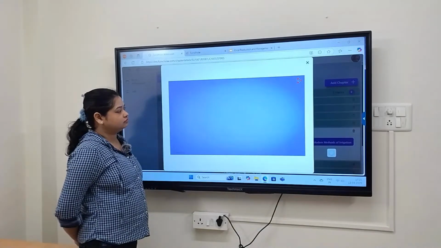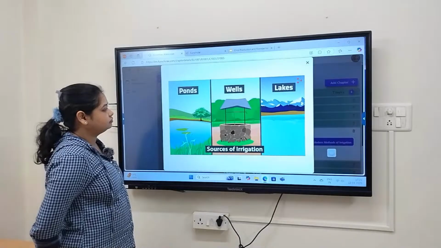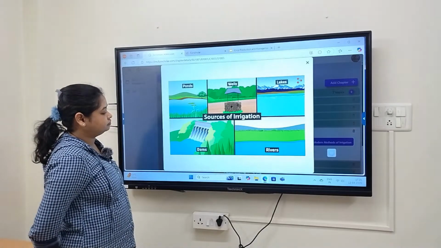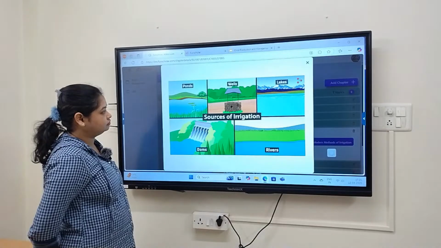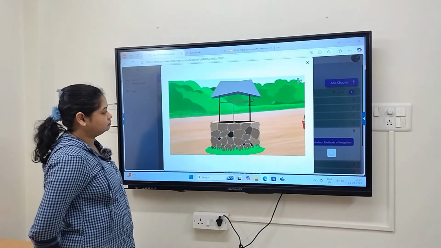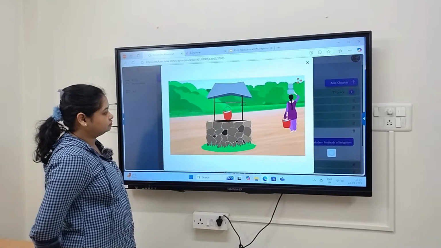Now let us look at the sources of irrigation. What are the sources of irrigation? Ponds, wells, lakes, dams, rivers are various water bodies that help supply water for irrigation. However, the methods of irrigation have changed over the years. In irrigation, water is lifted from water bodies and then carried to the fields.